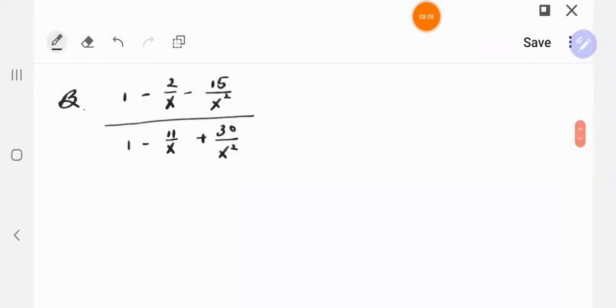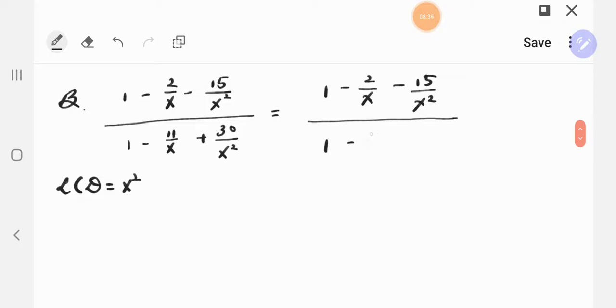Okay, letter B. Simplify the complex fraction. In this case, there are 6 terms altogether, and let's find the LCD. All the denominators factor x, and x squared is the largest one. So why don't we multiply the whole numerator and the whole denominator by the LCD, x squared. Then use the distribution property.